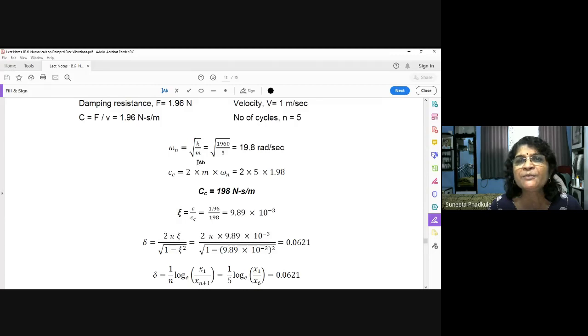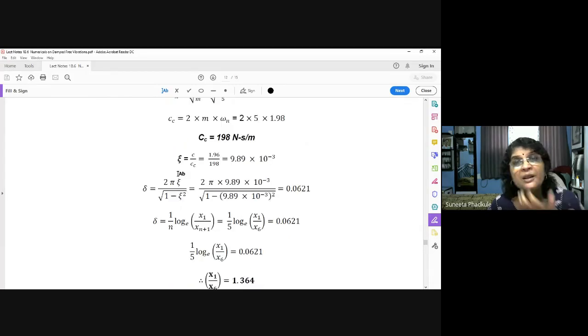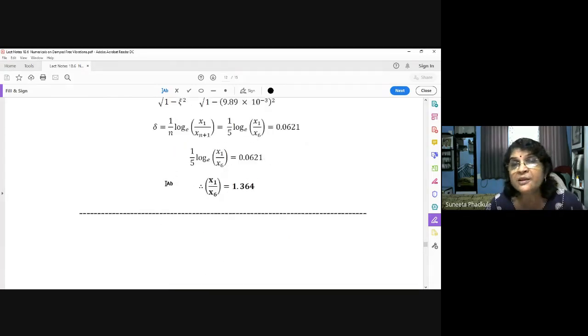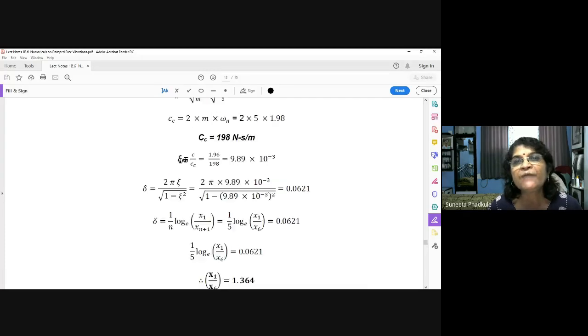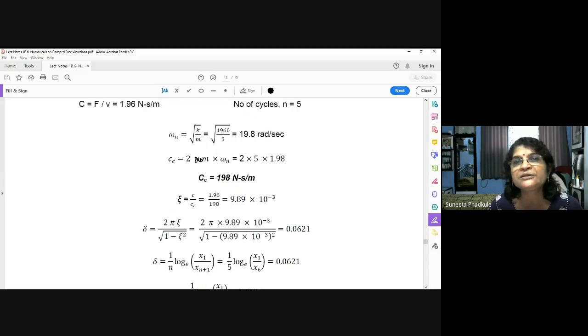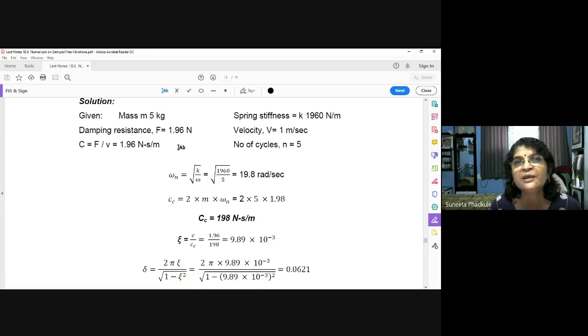Very simple problem is there. Always try to follow the reverse procedure. Try to think in the reverse manner. What you want to find out is x1 upon x6. So for that purpose you want to find out delta. To find out delta, you first find out zeta. To find out zeta, you first find out Cc. And to find out Cc, you first find out omega n. Your problem is finished.